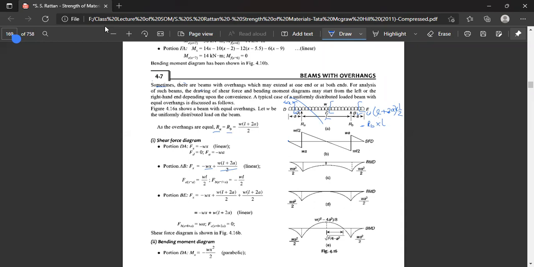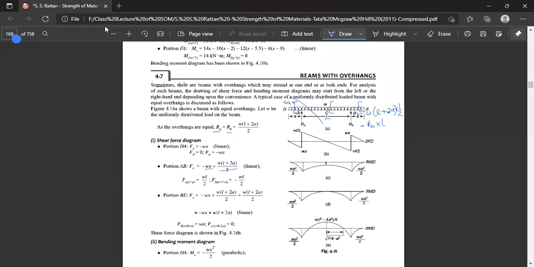And in a similar fashion, at the portion BE, from here to here, if we take the section here at a distance x from the left end, then what will happen? The total weight acting over it is minus Wx, which is acting downwards, and both the reactions, WL by 2, which is RA, plus W into (L plus 2A) divided by 2, which is also positive, both acting upwards. So the equation after simplification will take this form: Wx and WL plus 2A divided by 2 plus WL plus 2A divided by 2 is equal to W into (L plus 2A).